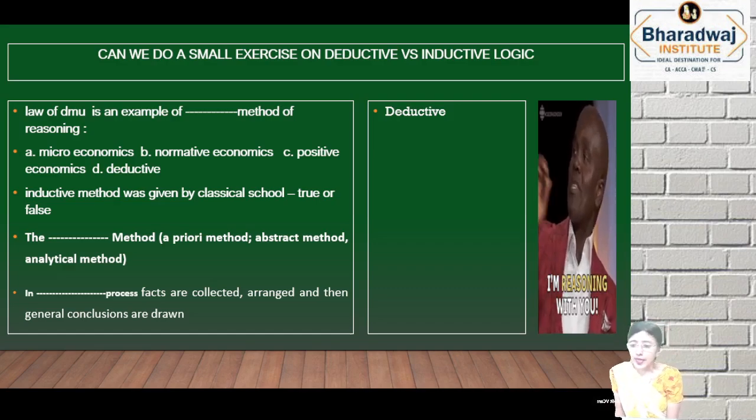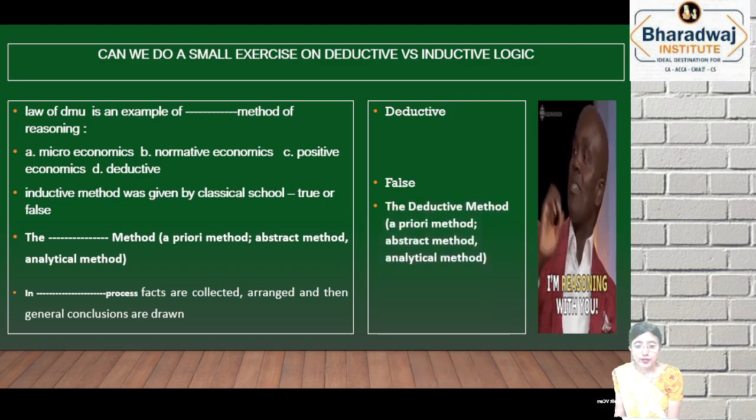Okay. Second one. Inductive method was given by classical school. True or false? Then who gave it? Part of your answer is correct. It was given by the historical school. Deductive method was given by the classical school. Remember, inductive method was given by the historical school.